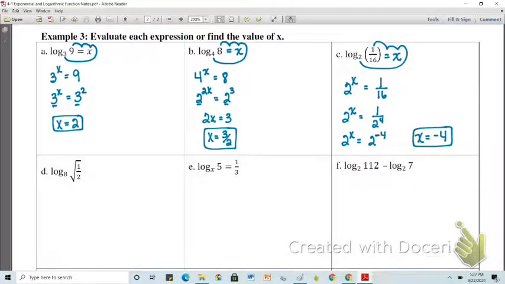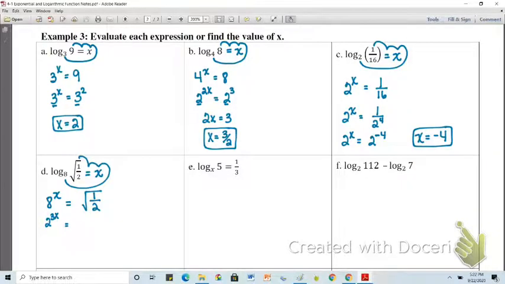Next, let's look at D. Again, step 1, set equal to x. Step 2, draw the hand. Step 3, write it out. 8 to the x equals the square root of 1/2. So my common base is going to be 2. So this becomes 2 to the 3rd, and the x comes along.